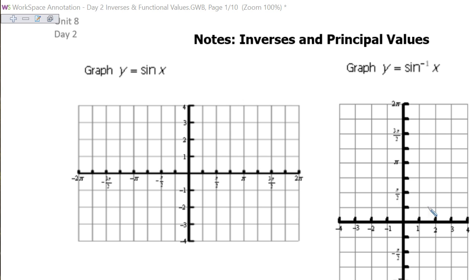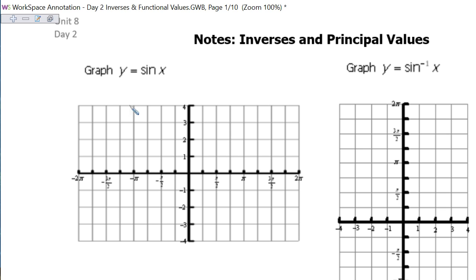Where are sine, cosine, and tangent, where are their inverses going to be a function? So in order for us to know if the inverse will be a function, that means the original function has to pass the horizontal line test. So let's start with the parent function y equals sine of x.